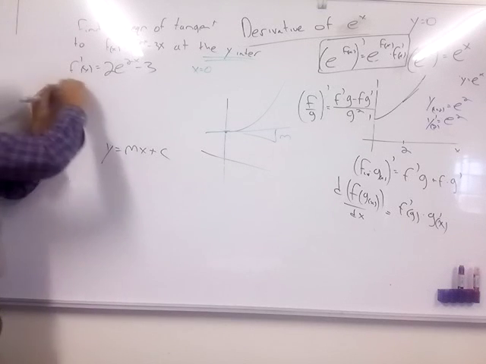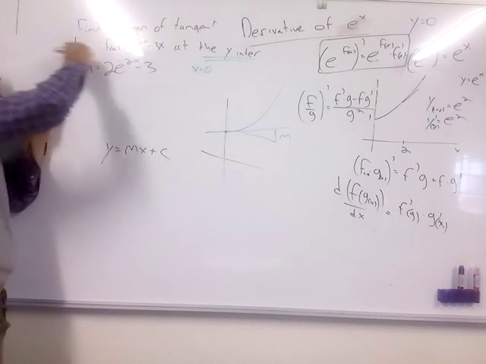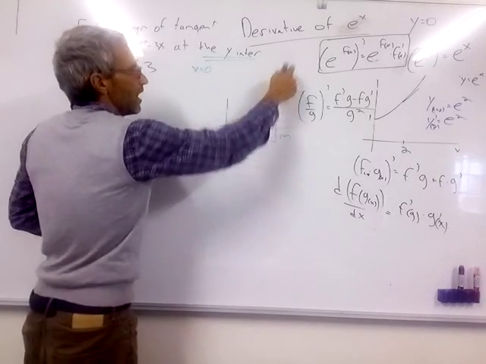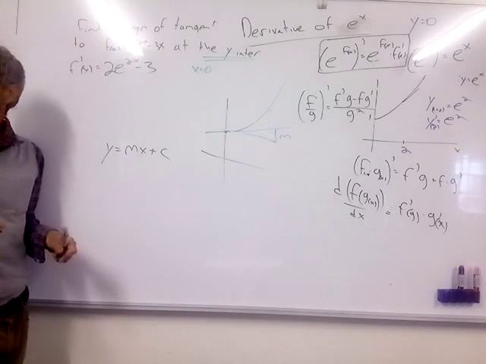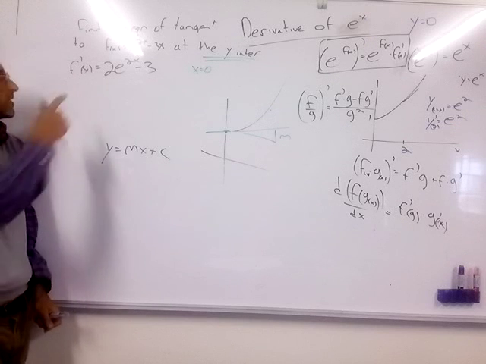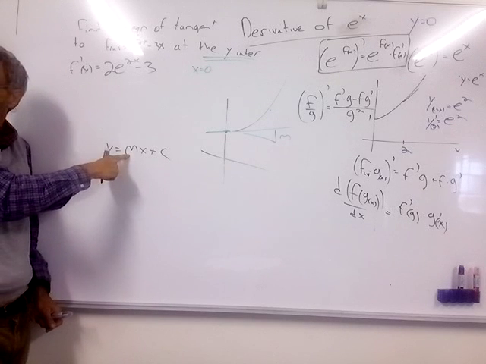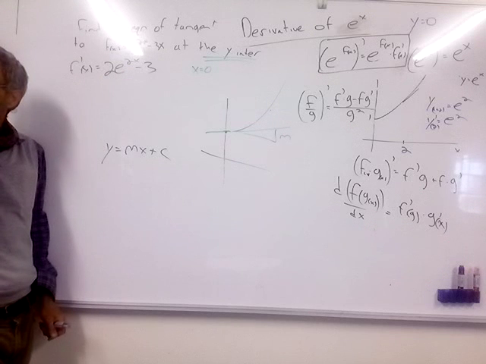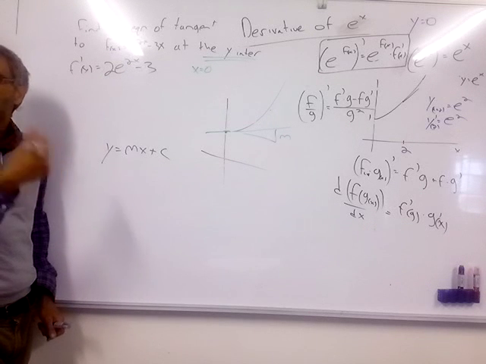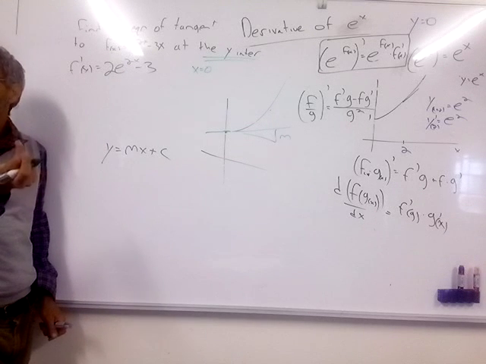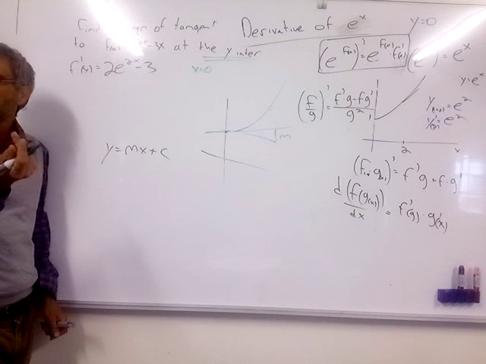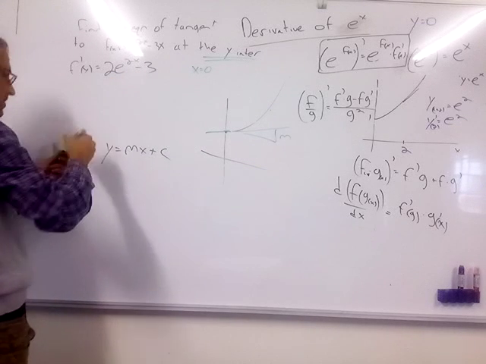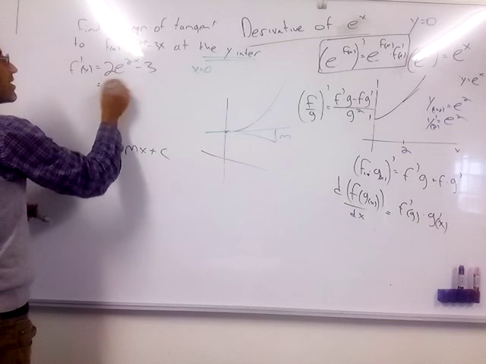I'm getting the function for the gradient. This is the function of the gradient. In different places, I'm going to have different gradients. So to get a number, because I need a number to put instead of m, I need to know what x I am working with. Is x equal to 1, x equal to minus 5, what is x equal to? No, because it's at the y-intercept. Okay, so I'm going to put in x equals 0.